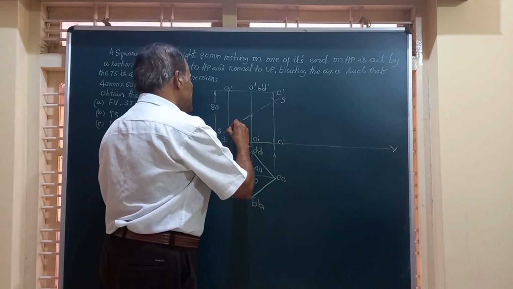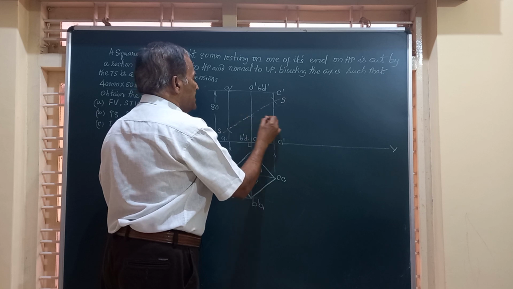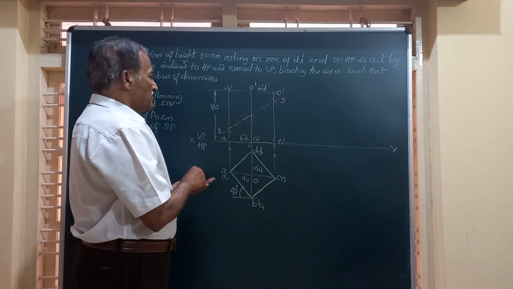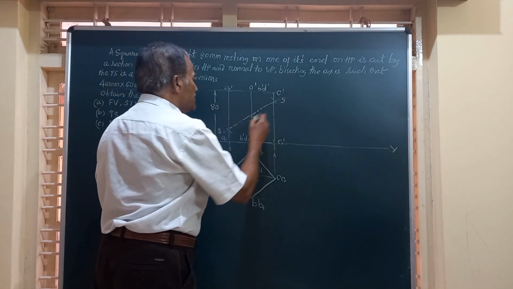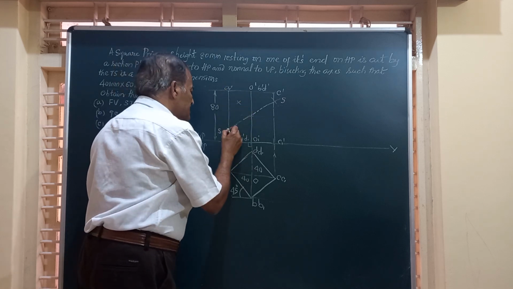This section plane is perpendicular to VP and is at the midpoint of the axis. Friends, now after the solid is cut by the section plane, the portion that is left over once you throw out the upper piece is this part.